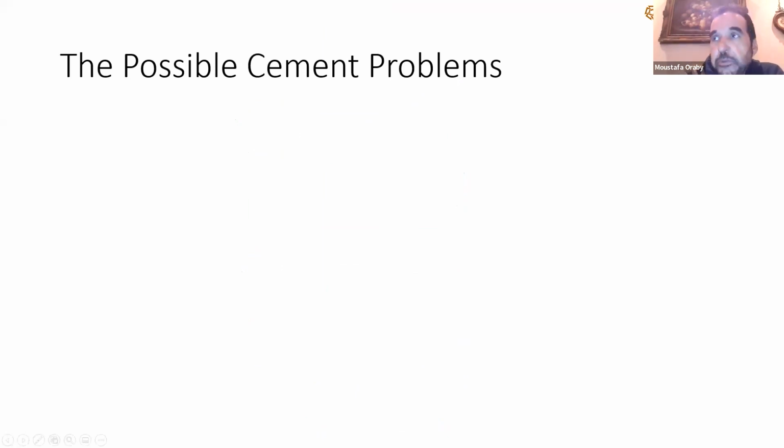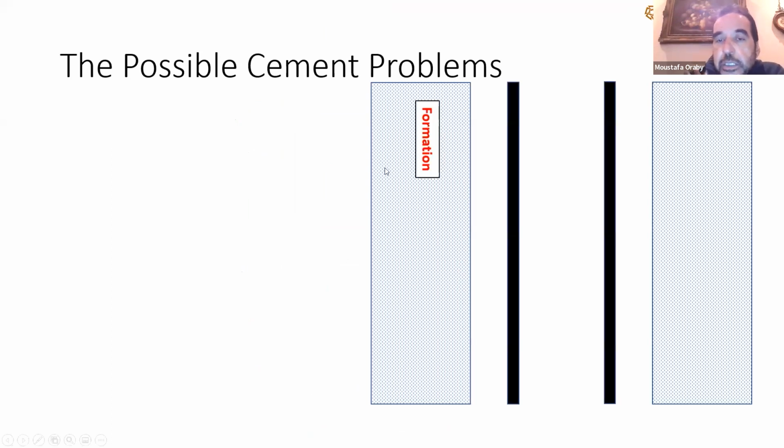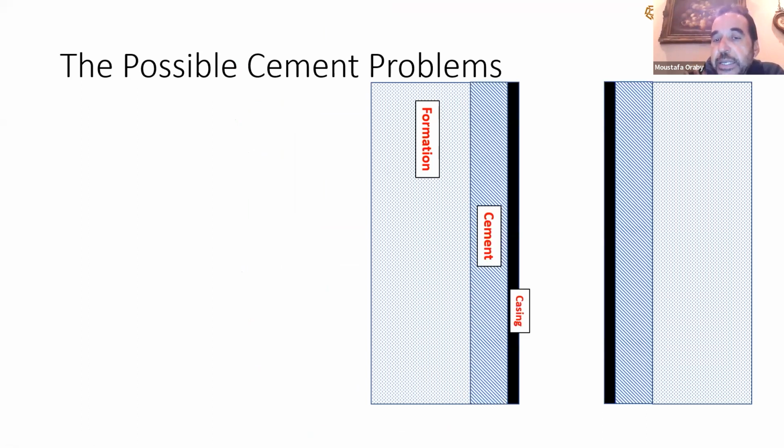We need to first, before we look at how we measure it, ask what these problems are and how we can measure and overcome them. If there is our formation, and then we put the casing in here, our goal and aim is to fill the spacing between the casing and the formation with the cement. One of the most important parts is to look at the bonding, how the cement and the casing are bonded, and how the cement and the formation are bonded.